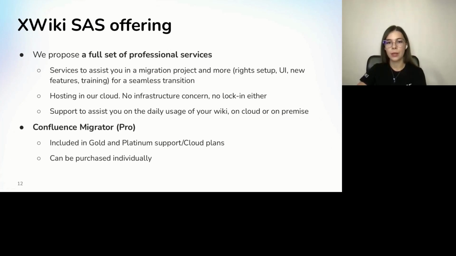More specifically, for the Confluence migration use case, we recommend the gold or platinum levels, being a more advanced use case and also offering the appropriate level of benefits for this use case. And this is also why the Confluence Migrator Pro that we saw today is included as a license and support in the gold and platinum support plans, whether they are on-premise or in our cloud.